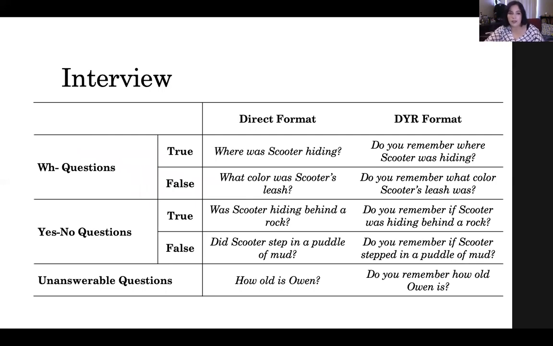So let me break down the 25 questions that children were asked. Children were asked 10 WH questions about the video, half asked about true details that did occur in the video, and half asked about false details that did not occur in the video. And then they were asked 10 yes/no questions, again, half about true details and half about false details.